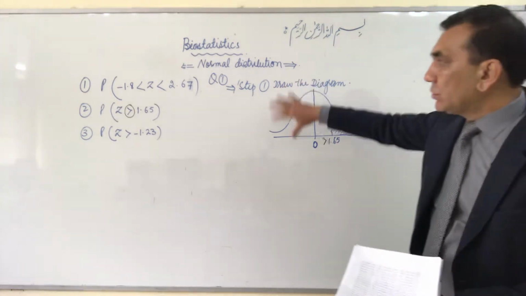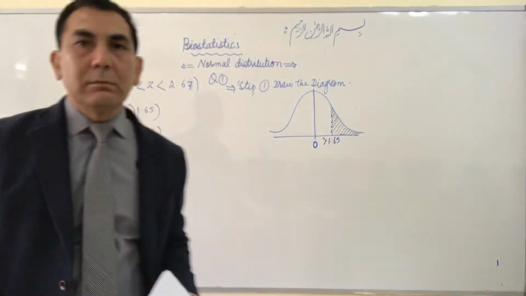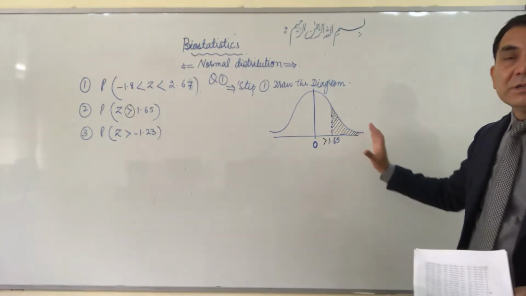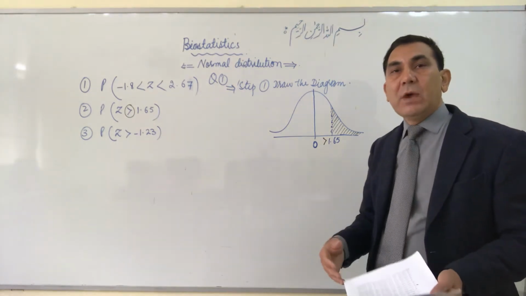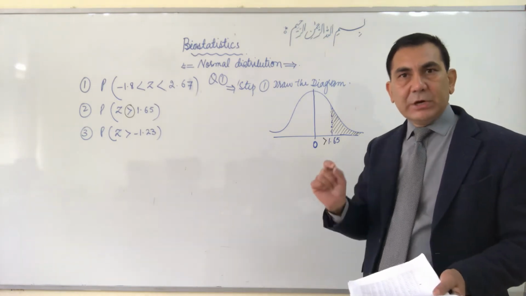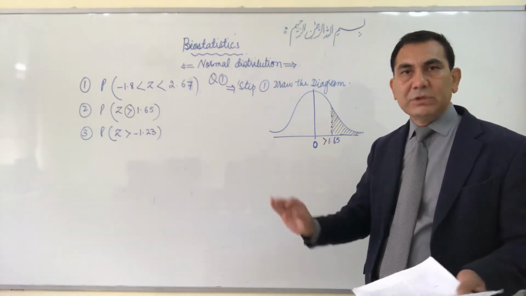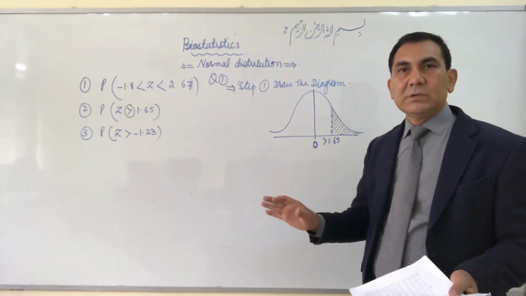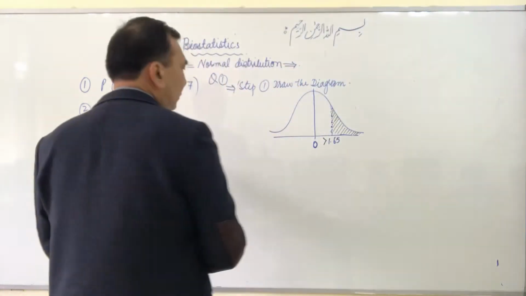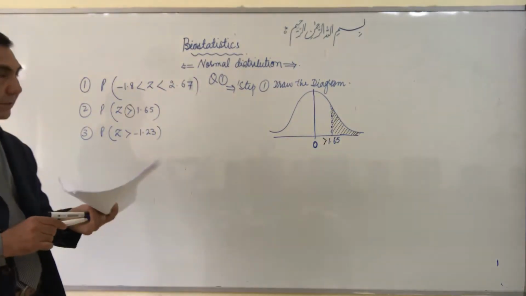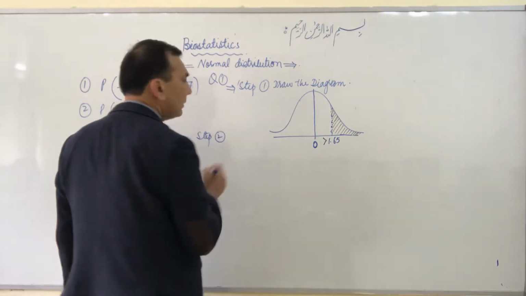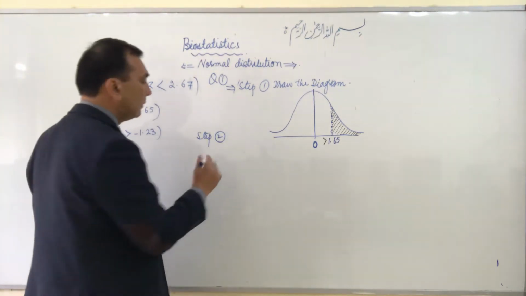In the normal distribution, to solve the normal distribution, drawing the diagram and shading the area is very important. If you draw the diagram with the proper shading area, with the correct area shaded in the diagram, this is 75% of the question solved. Now what we will do in step number 2? In step number 2, we will find the z score value.